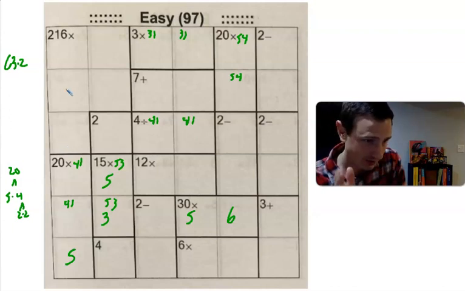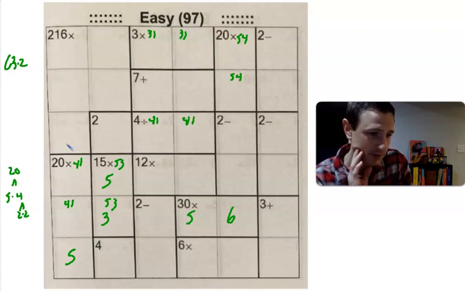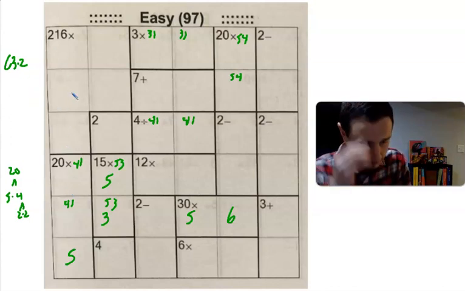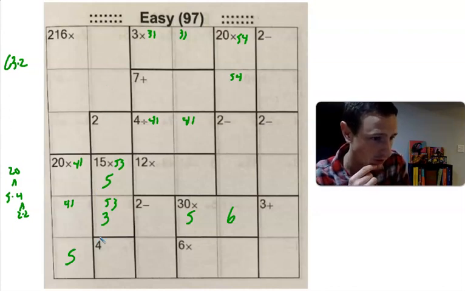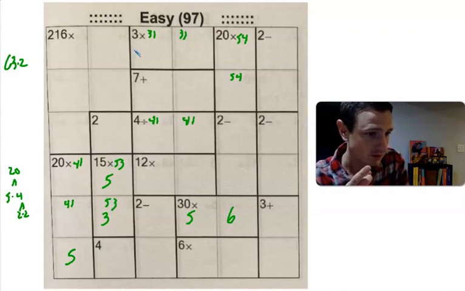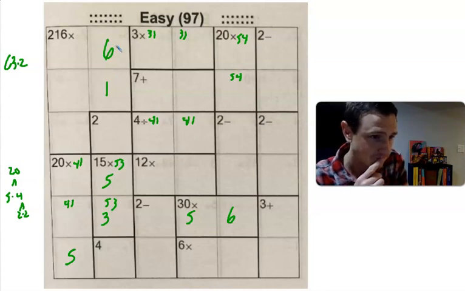Can I just put something in without having to think? Not yet. All right, I'm not even going to think about this 216 just yet. I know what numbers are going to be here, so I could figure out the rest. Oh, I actually know what numbers are going to be here also. So this is going to be 6 and 1, which a 1 can't go here. So a 1 has to go here. 6 has to go here. Right, 6, 5, 4, 3, 2, 1. Okay.